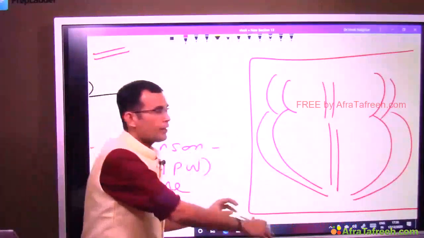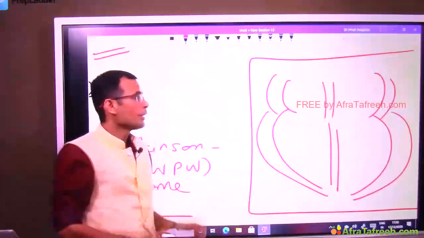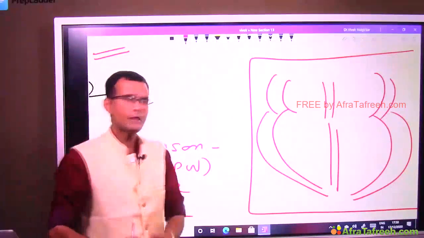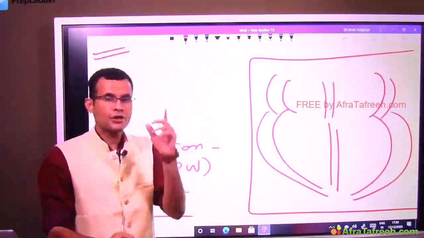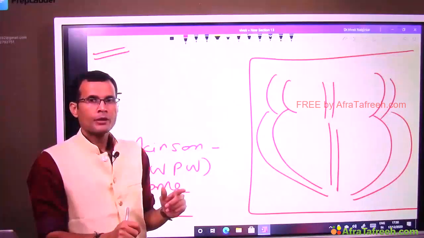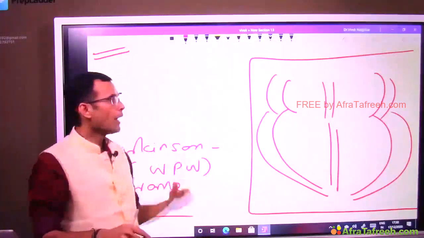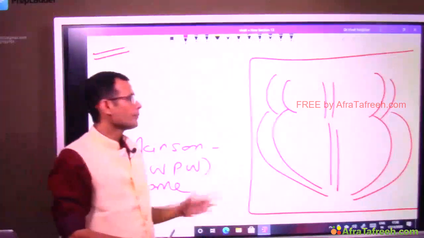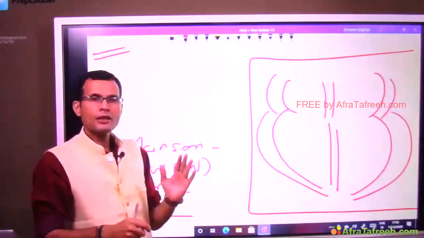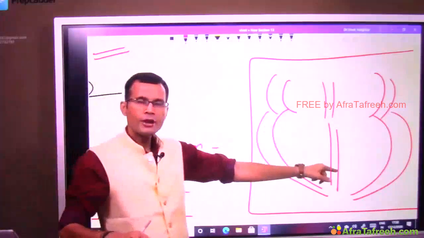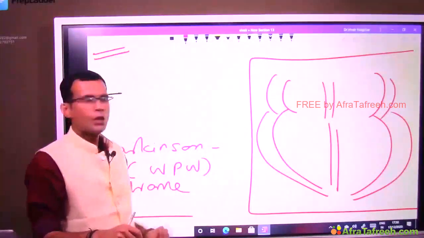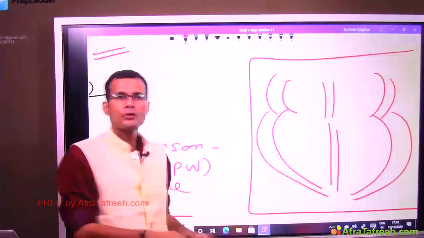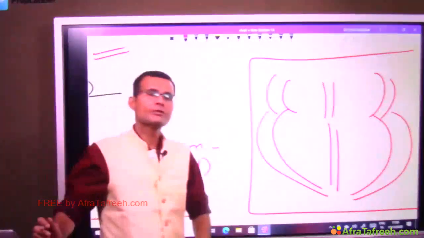And after this excitation has spread, the contraction, the systole, will start. So my question is, ejection of blood will start first by which ventricle? So choose the correct answer. Right ventricular ejection starts first, or left ventricular ejection starts first, or both ventricular ejections start at the same time, or it depends on the condition of the vessel wall.